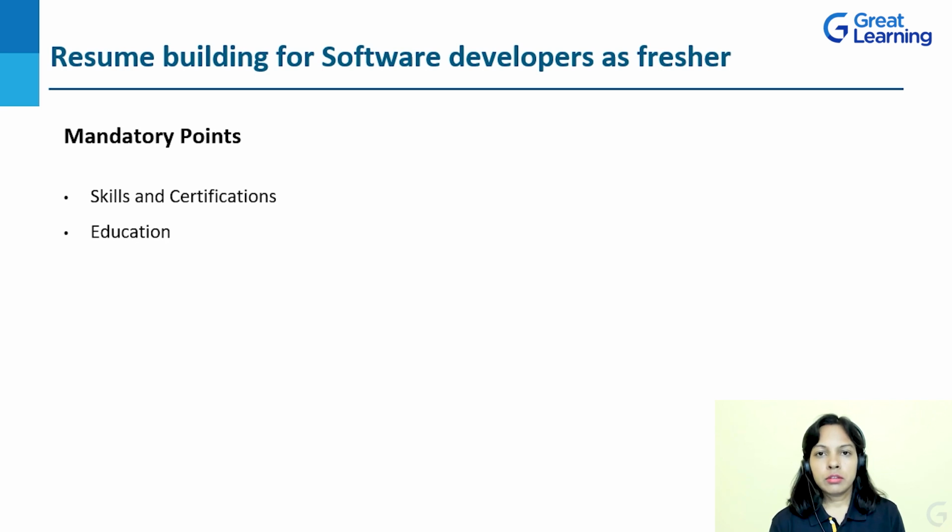Then your graduation degree. If you're in your final year of graduation, you can mention the college or institution name, the place, and the year in which you started. If it is continuing, you can mention from this year, and then in brackets, third year student or second year student.